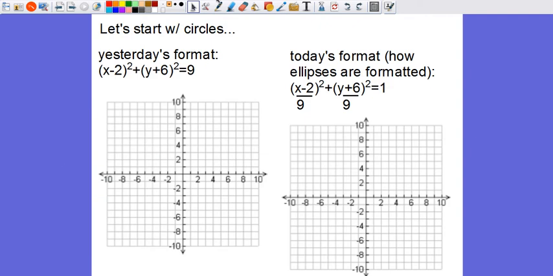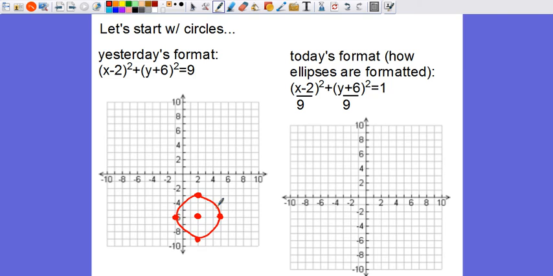Now I actually want to start with circles. Yesterday's format looks like this. This would have a center of 2 comma -6, so the center would look like this. And this has a radius of 3 because the square root of 9 is 3. So I like to go 3 up, 3 left, 3 down, and 3 right, and you can connect the dots to make a circle. That's the best circle I could draw freehand.